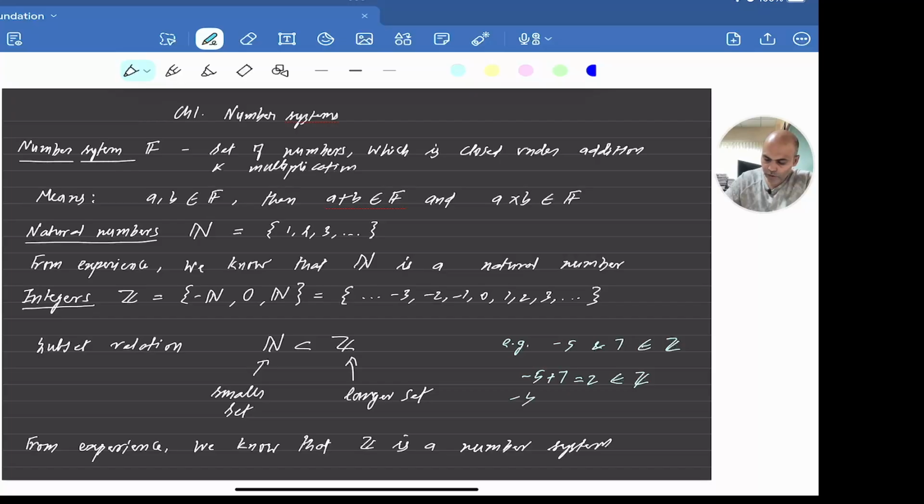And if you take their product, -35, this is also an integer. So from this example, we see that the set of integers is closed under addition as well as multiplication. The next number system that we will look at is the set of rational numbers.